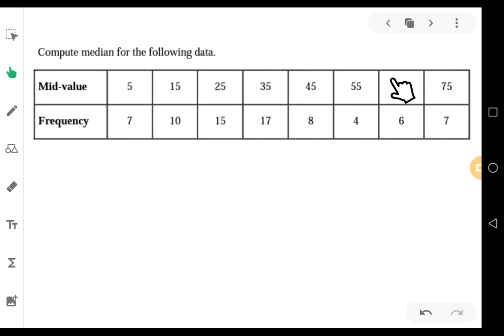They have given a table with two rows. The first one is mid value and the second one frequency. See, instead of class intervals, they have given mid values. This is a continuous series distribution. Don't confuse it with a discrete series, because you will not find class intervals here, but it is mid value.